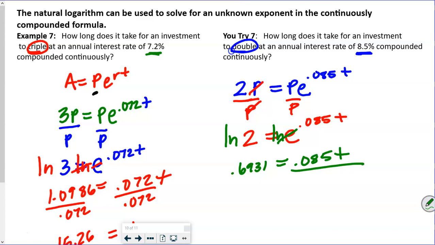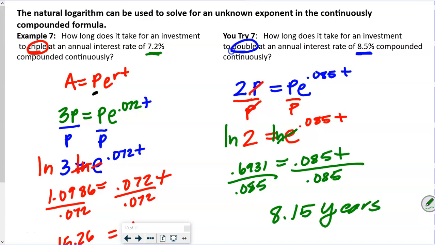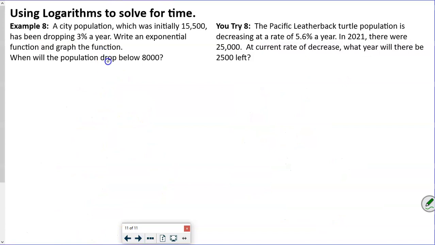Okay. And when we do that, it's telling us again how long it takes us to double our money. And this time when it's being compounded continuously at 8.5%. So this time I got 8.15 years, okay? All right. So the last two problems that we're going to do today are using logarithms to solve for time, okay?